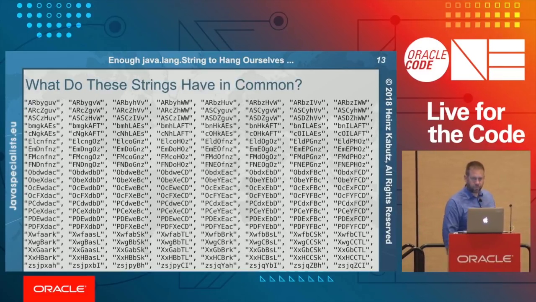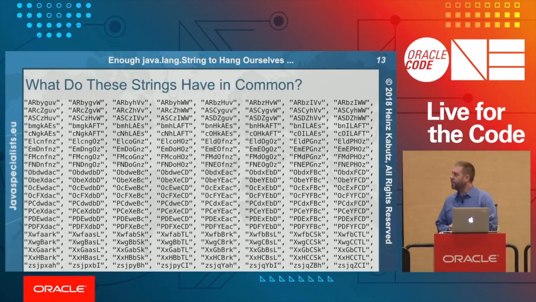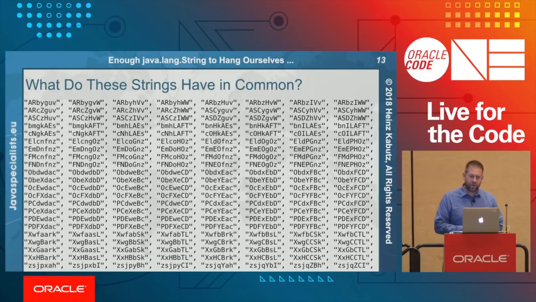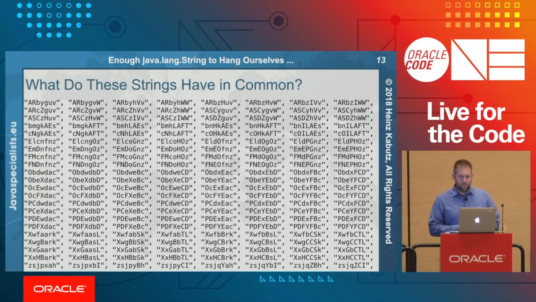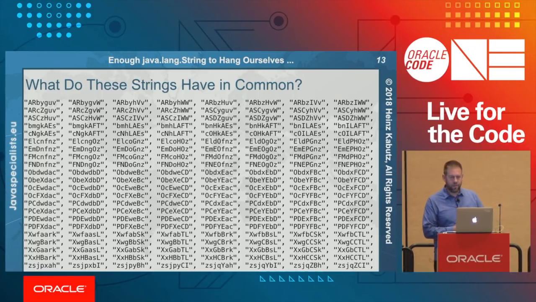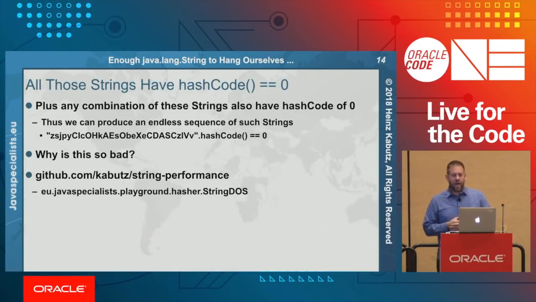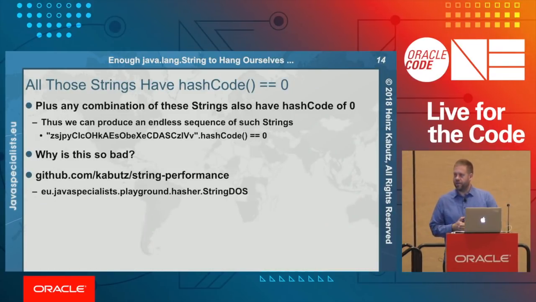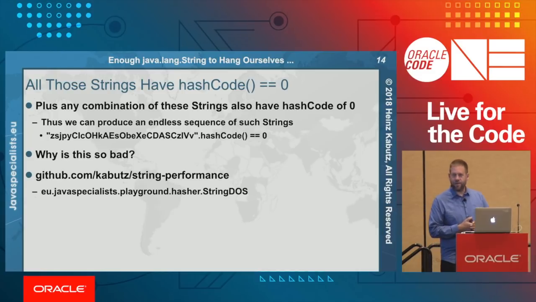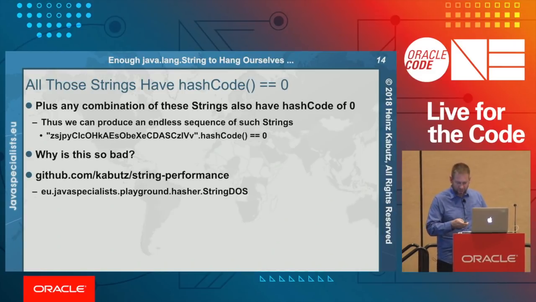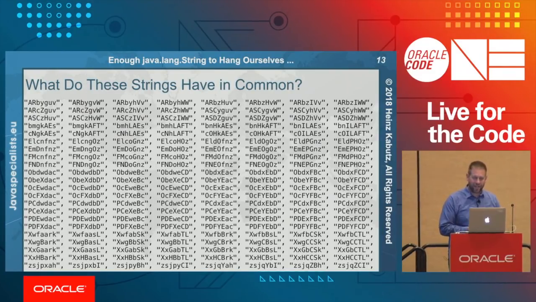All right. Now, look at these strings. Beautiful strings. What do they have in common? Yeah, same hash code, same length. Yeah, that's right. They have the same hash code. And in fact, they all have the hash code of 0. Okay? Quickly, take a photo. Well, I'll show this one so you can quickly go and hack something.